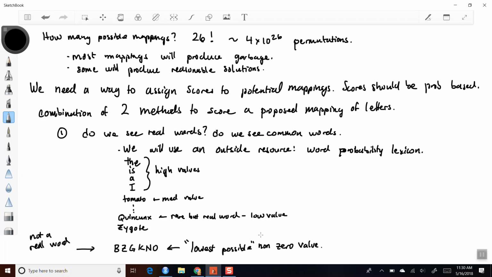But anyway, that's one way. So we're going to take our coded text and split it up into words, and assign each word a value drawn from our lexicon, and if that word doesn't exist in the lexicon, we give it a very low value. Okay, so that's one way to score it. And if we see words like the and is, they'll get higher values. The second method, and there are lots of ways to do this, is that we look at every sequence of two letters.